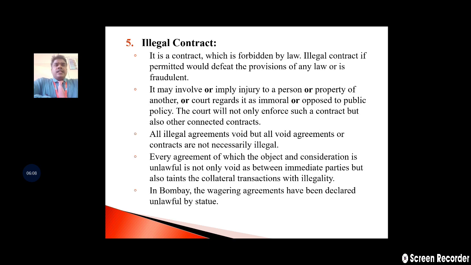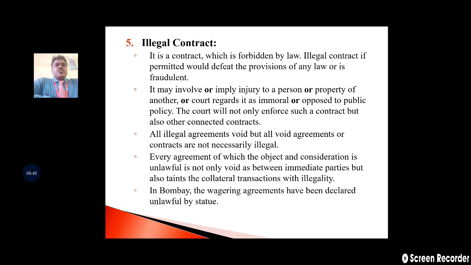Next one, illegal contract. It is a contract which is forbidden by law. An illegal contract, if permitted, would defeat the provision of any law or is fraudulent. It may involve or imply injury to the person or property of another. The court regards it as immoral or opposed to public policy. The court will not only refuse to enforce such a contract but also other contracts connected with it.